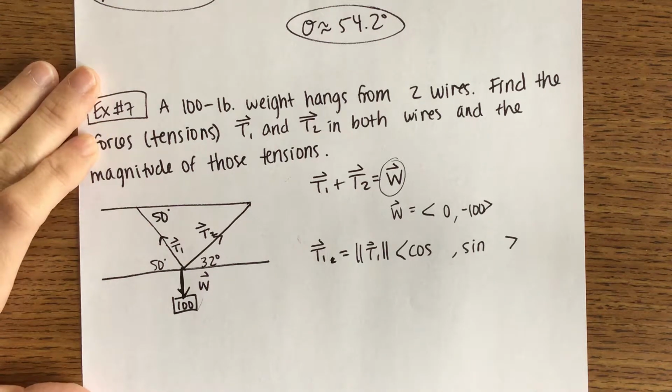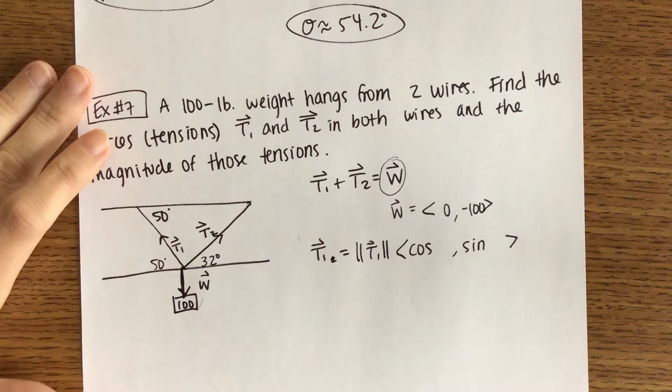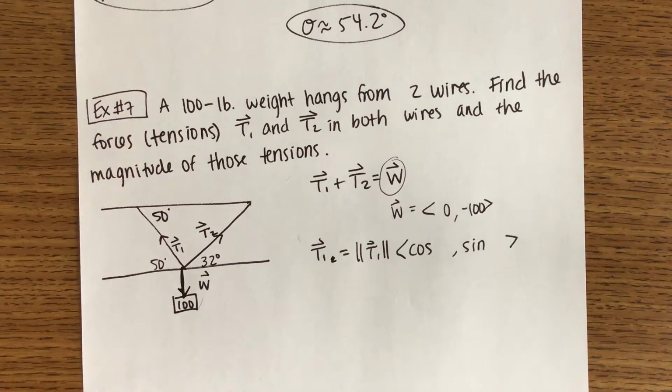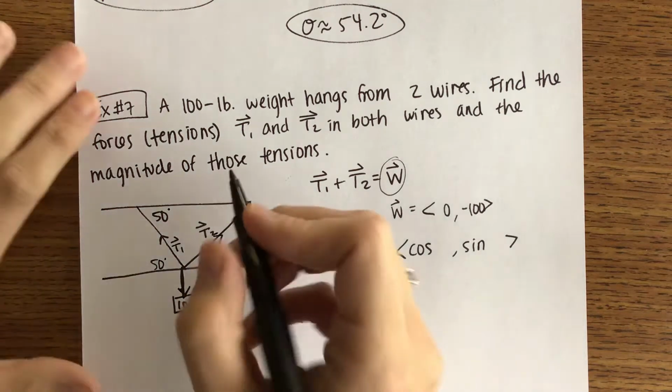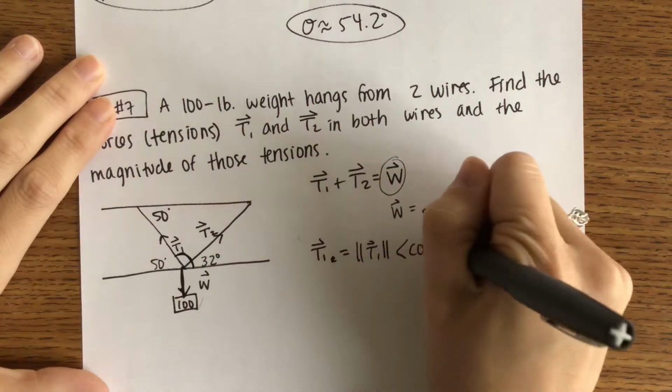180 minus 82? You guys agree? Measuring from the positive x-axis, yeah, 180 minus 50, right? This angle here, measuring from the positive x-axis. So this is going to be 130.